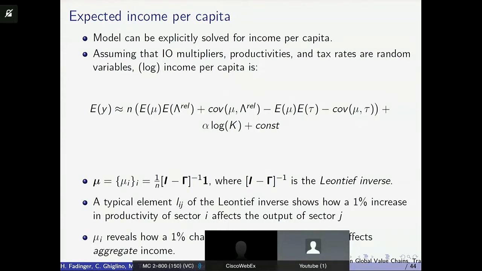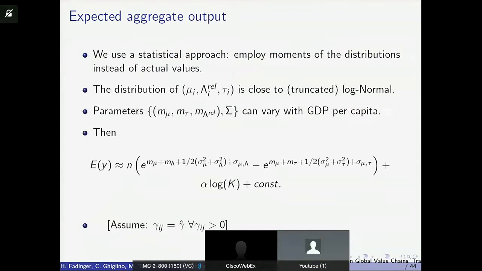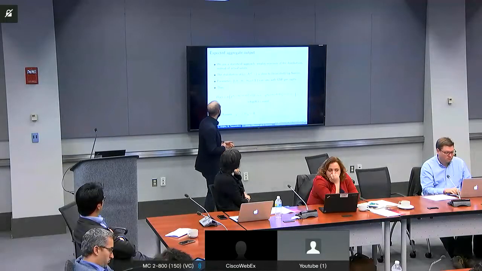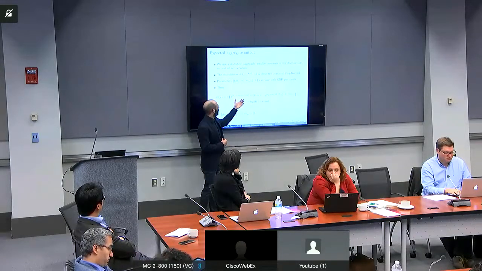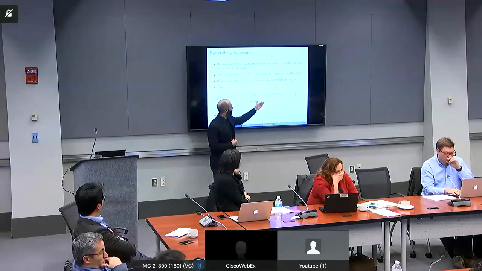Okay, so given our statistical approach, we can actually look at what these distributions of multipliers, tax rates, and productivities look like. If you look at the joint distribution, it actually looks close to a log normal distribution. And we can allow the parameters, the means and the variance covariance matrix, to vary with GDP per capita, so we can estimate different parameter values for each country. And then imposing the log normal distribution and using our previous formula, we get this expression, right?